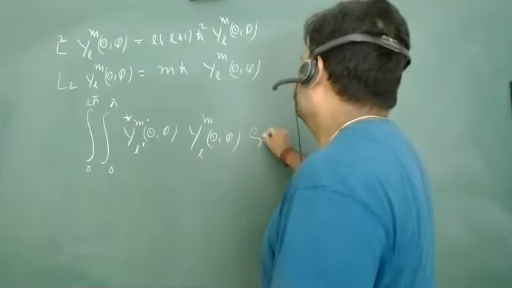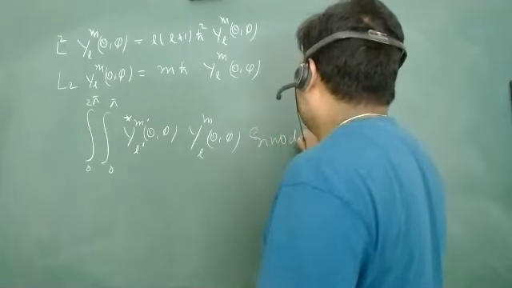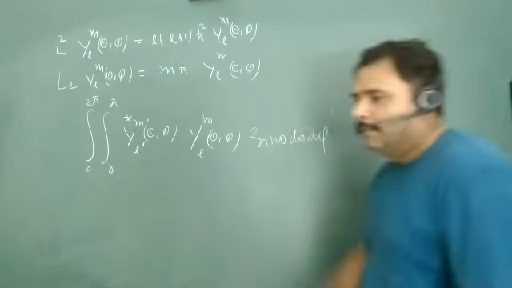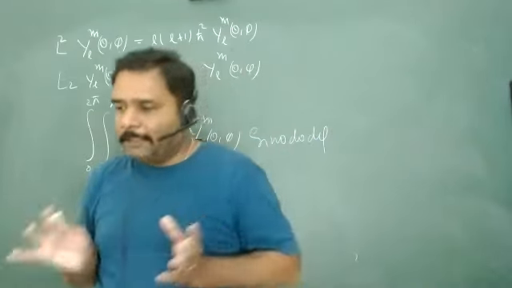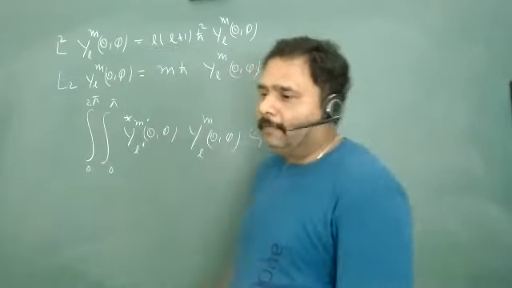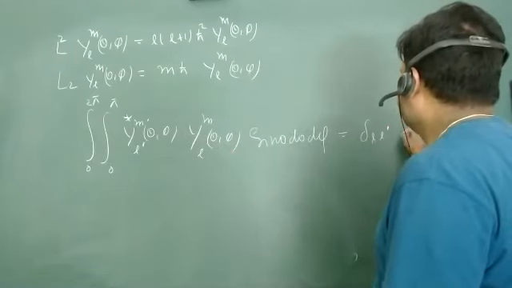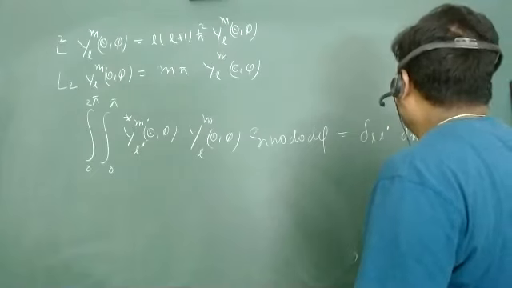Have you ever come across this before? That will be sin theta d phi. Yes, this will be the variable. Solid angle. We are just talking about the solid angle, isn't it? This will be equivalent to delta L L dash, delta M M dash.